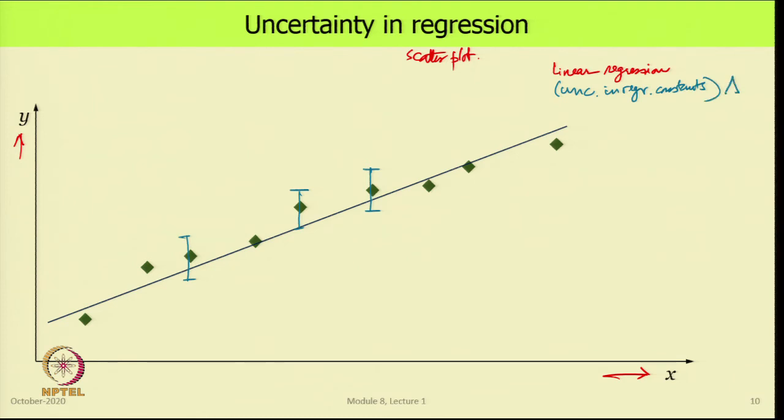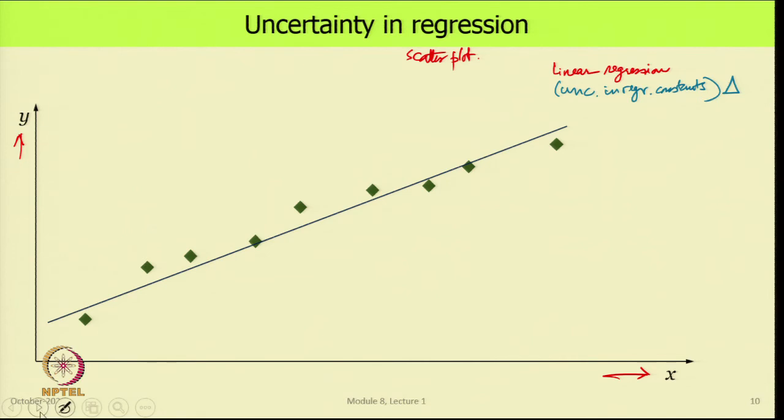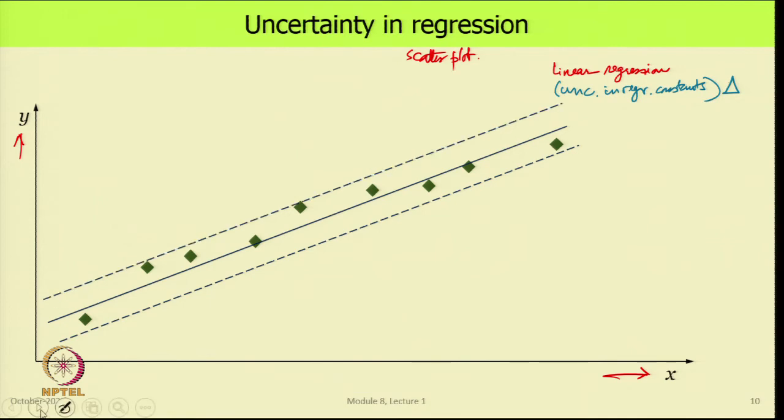This is important. However, if we do not want to do that, the way of showing the uncertainty in the regression, then we have to show two lines, one a lower limit line and second an upper limit line. So, this is the regression, and these two lines are the limits of the regression.